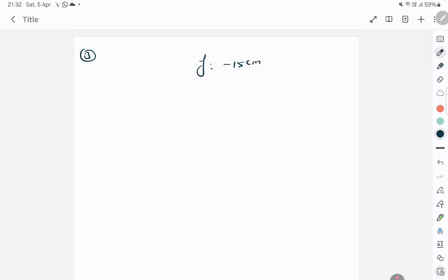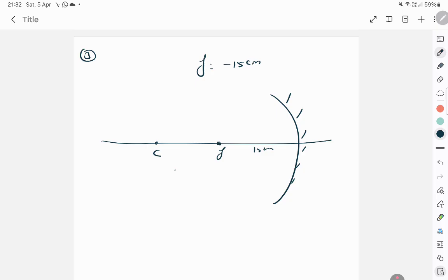The concave mirror's focal length is definitely negative. An object is placed 40 centimeter from the concave mirror. So let's draw a concave mirror. The focal length is here, 15 centimeter. This is the radius of curvature, C, the center of curvature, which will be at a distance of 30 centimeter. The object is placed at 40 centimeter, which means the object is beyond C. When the object is beyond C, the image will be between C and F. AB is the object.